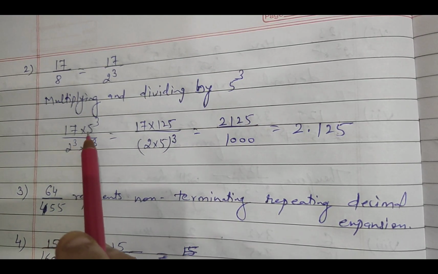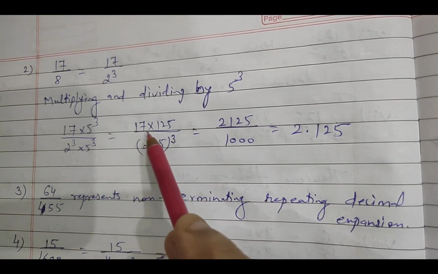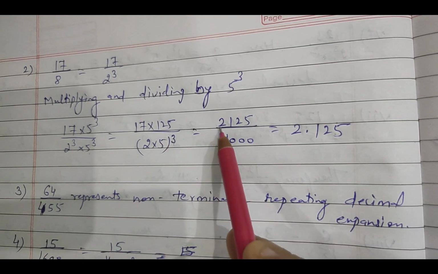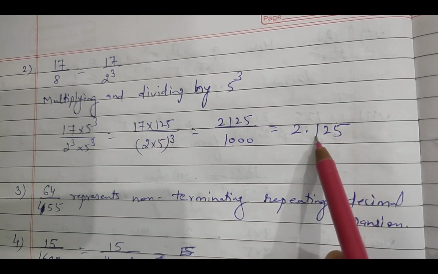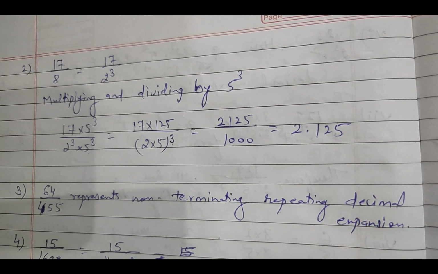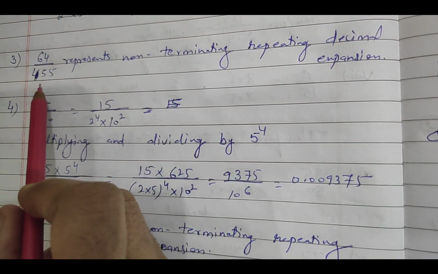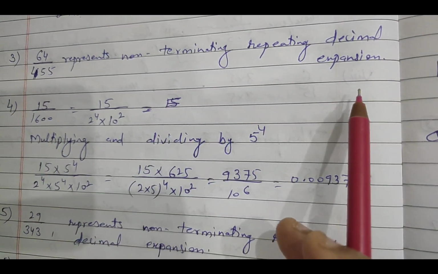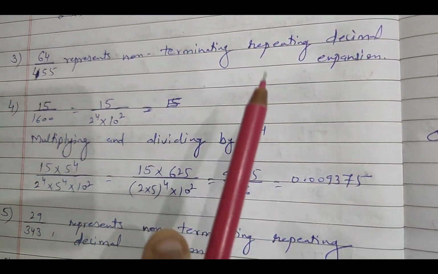So here also what I got: 17 into 125 upon 10 raised to power 3. So it will become 2125 upon 1000. 1, 2, 3. 3 zeros are there. So what will I do? 1, 2, 3. After 3 digits, I have put the decimal. Come to next question 3. 64 upon 455. As we have seen that it is a non-terminating repeating decimal expansion, we cannot convert it into a terminating decimal. So leave this.